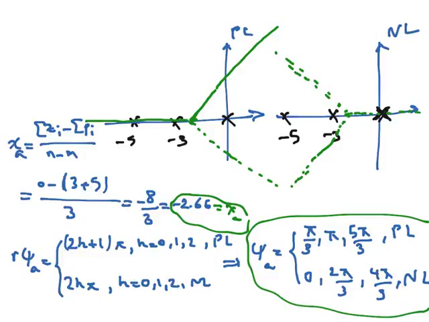Now we need to determine which are the parts of the real axis which belong to the root locus for both PL and NL.